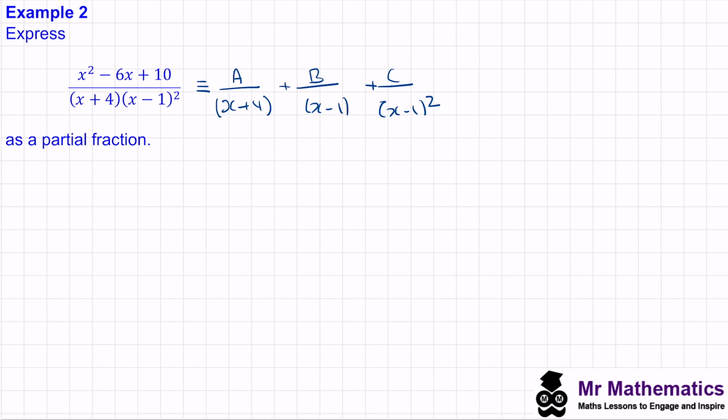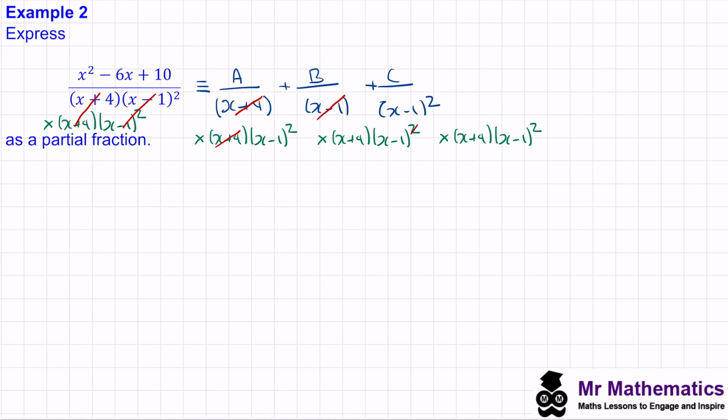And to do this, we need to cancel out the denominators. So we'll multiply every term by x plus 4 and x minus 1 all squared. So you can see that these two will cancel, these will cancel, this x plus 4 will cancel with this one, this x minus 1 will cancel with one of these, so this becomes x minus 1 to the power of 1, and this x minus 1 squared will cancel with this x minus 1 squared.